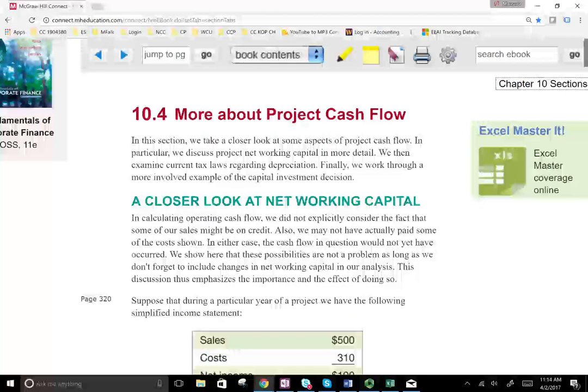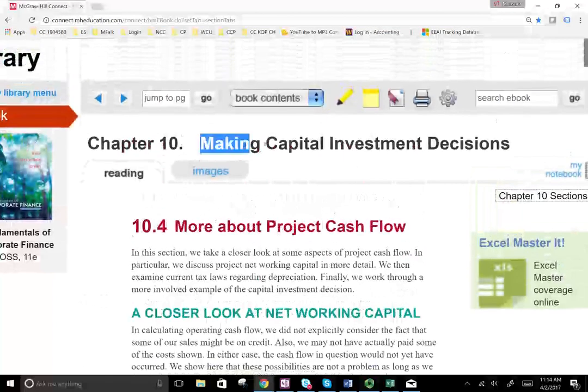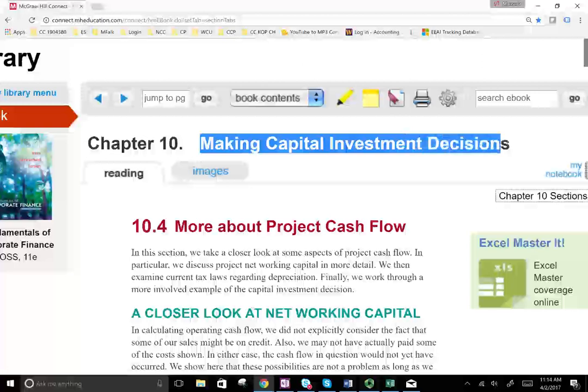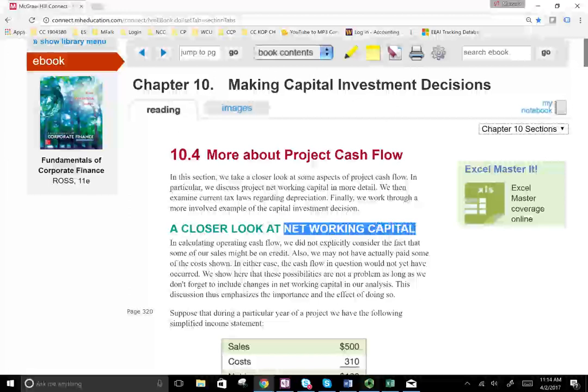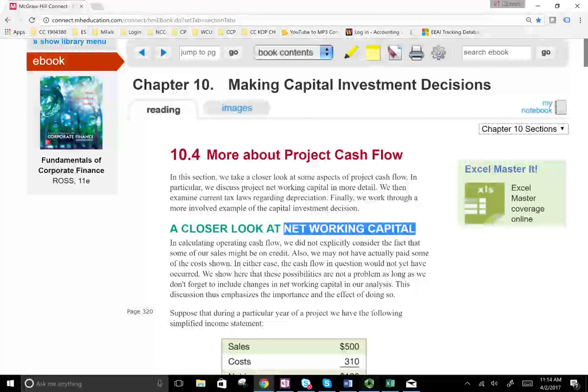Hello and welcome to this session in which we will keep working in Chapter 10, making capital investment decisions. Under this section, we're going to look at two topics: one of them is net working capital and the other topic is depreciation. But I'm going to break it down into two sessions. I will cover net working capital first, then I will cover depreciation.